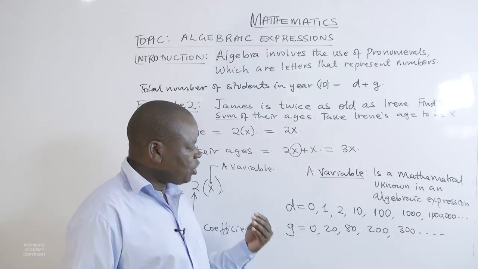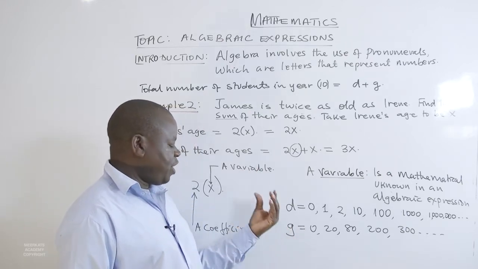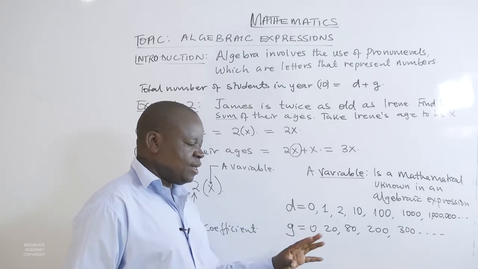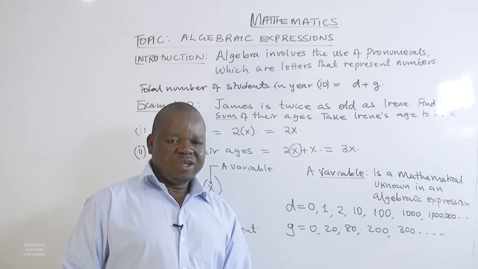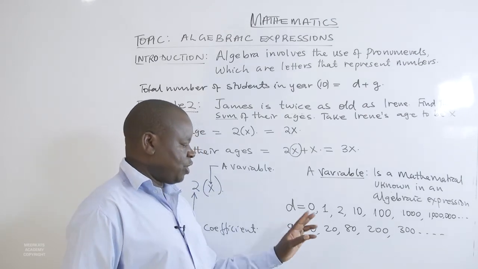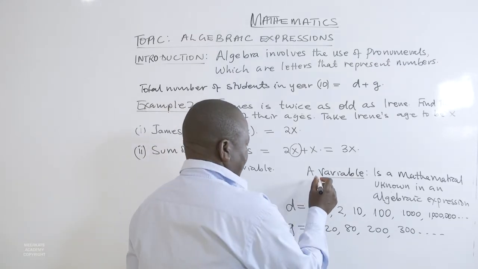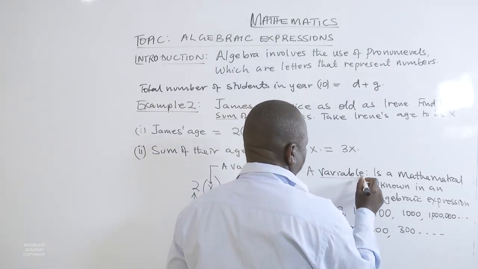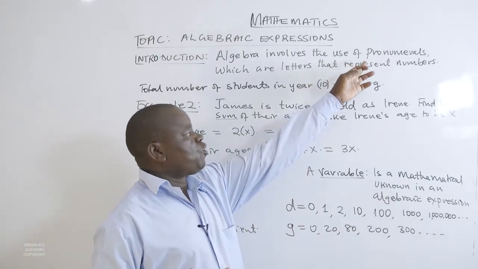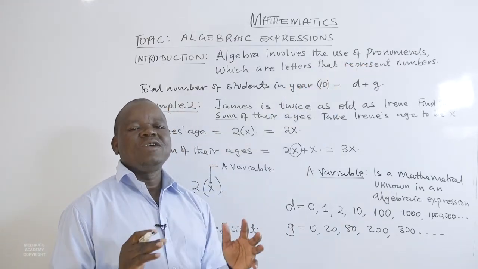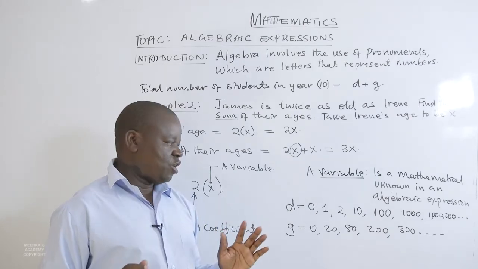We have not defined the specific value of D, and we have not defined the specific value of G. So each can represent any numerical value that is mathematically correct, and that is why we call it a variable. A variable is an algebraic pronumeral whose value is not specific. We don't know that value, it can be anything.